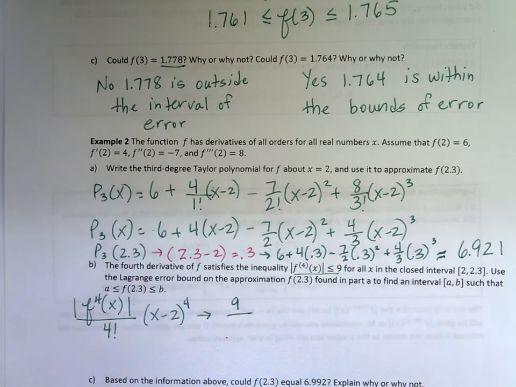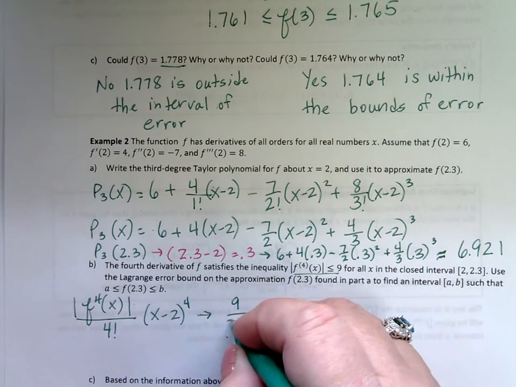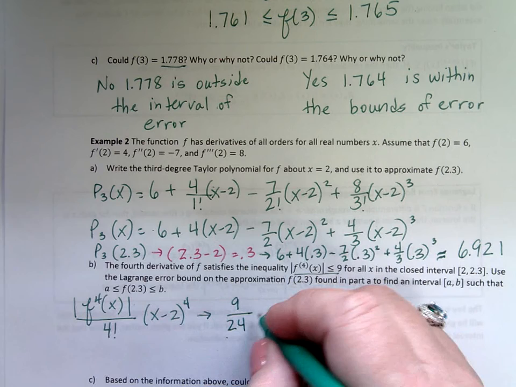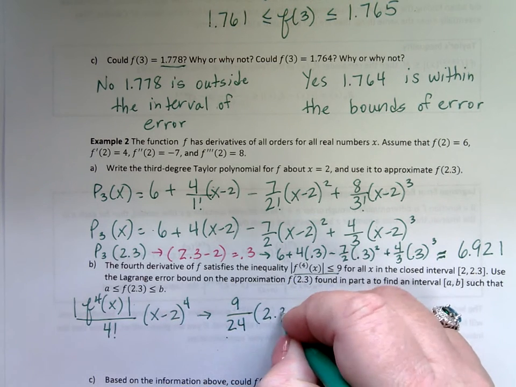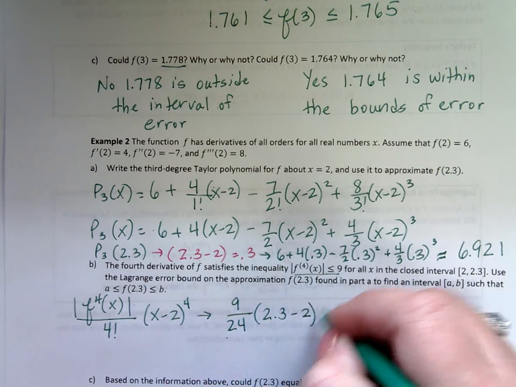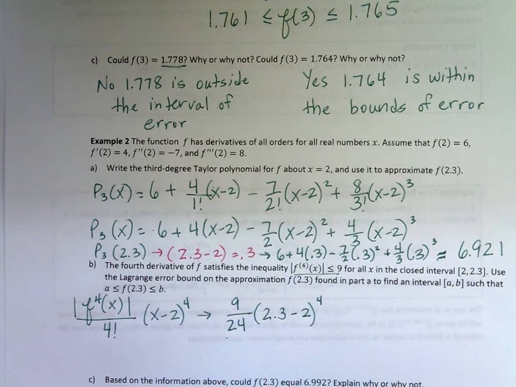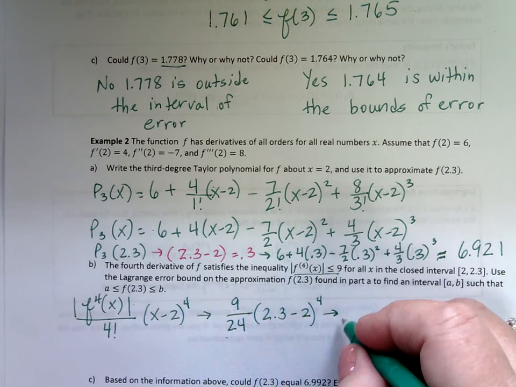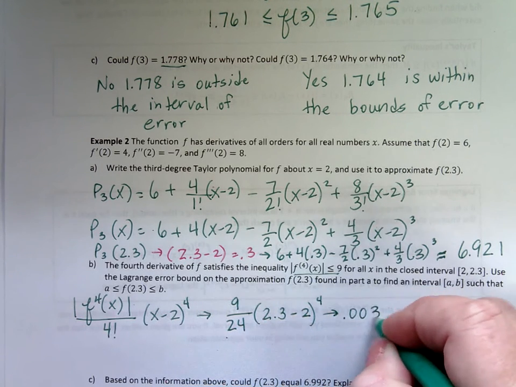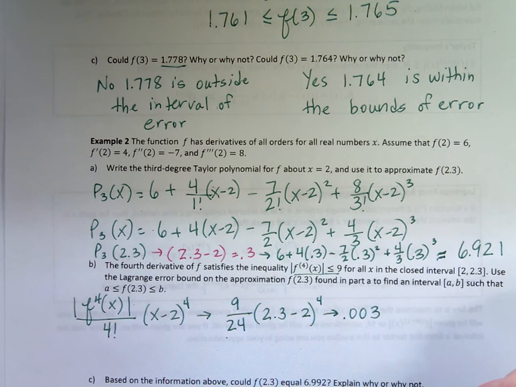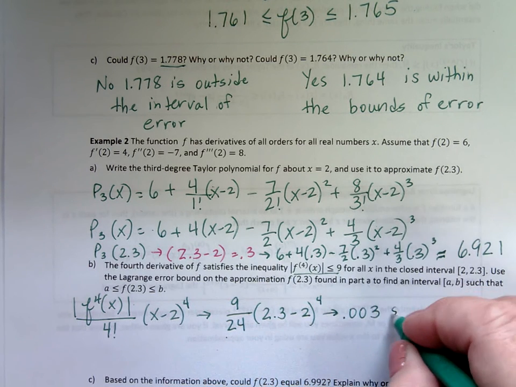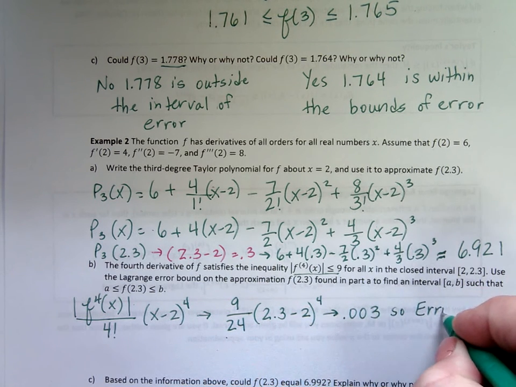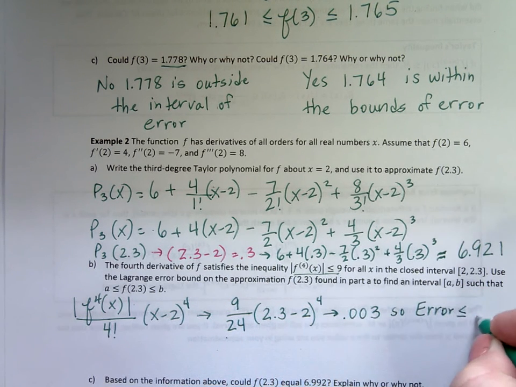4 factorial, 4 times 3 times 2 times 1, is 24. And then I have 2.3 minus 2 to the 4th power, because they wanted to know what it is for that approximation at 2.3. So when I go to my calculator and calculate this, I get 0.003. That's what my error is. So the error, and I'll write this like we did up above, has to be within 0.003.